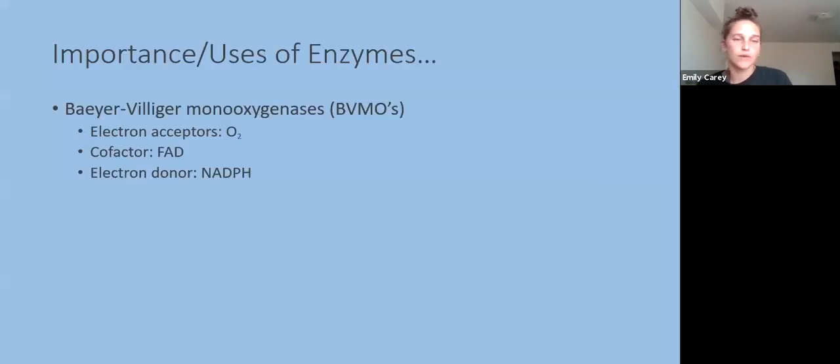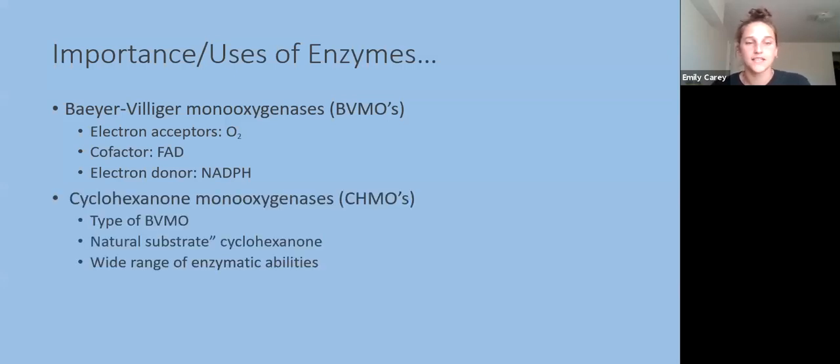So in this, we have biovillager oxygenases, I can say that. So BVMOs, they are just a class of enzymes. They have molecular oxygen as acceptors, their cofactor is FAD, and their electron donor is NADPH. And then cyclohexanone monooxygenases are a type of biovillager monooxygenase. So they're, oh, wow, I didn't even finish that.